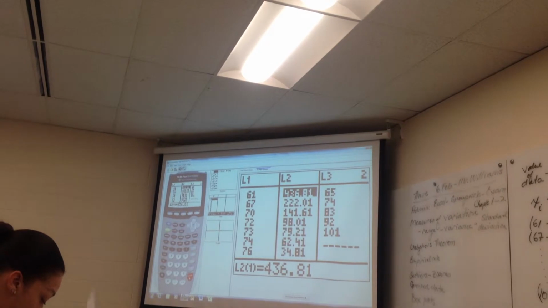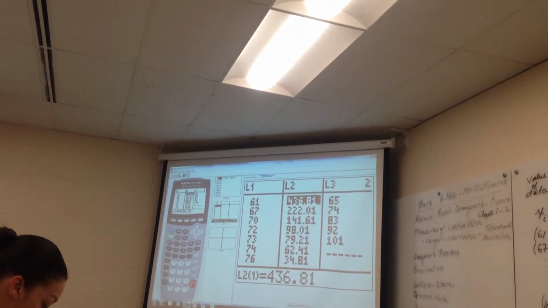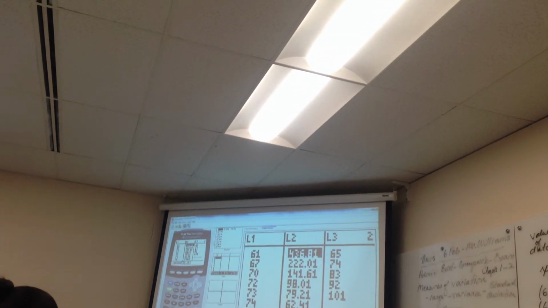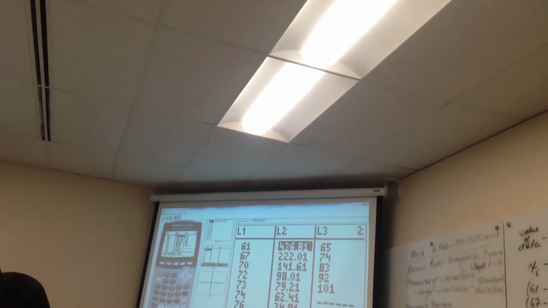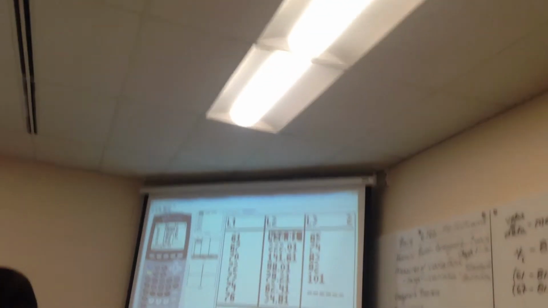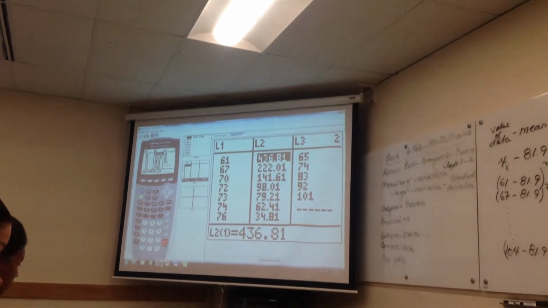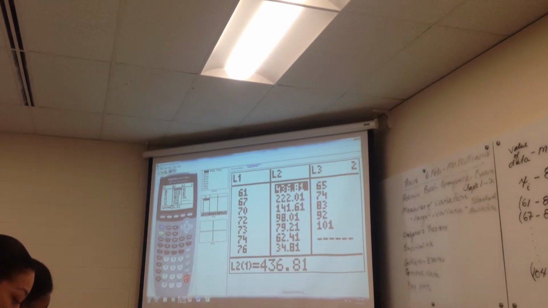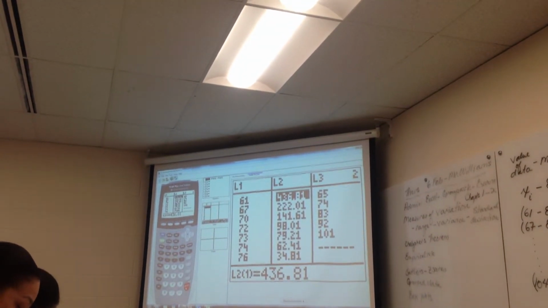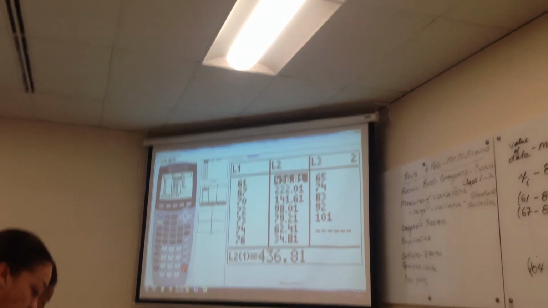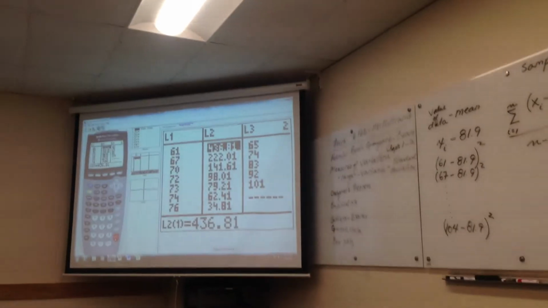Anybody have numbers that look like that? Brandon, yours look like that? Anybody not have numbers that look like that? Dominique, you okay? Like that? No, they don't look like that? No, I didn't see the formula. What was the formula?